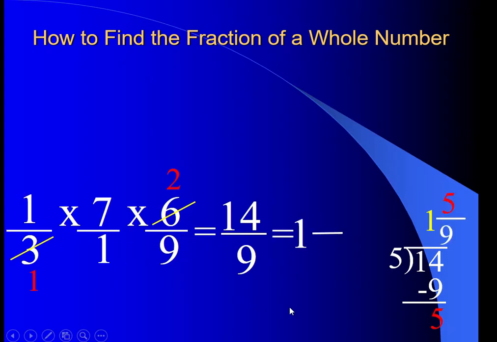So, the answer here is 1 and 5/9. Any method you use, pwede. Kung gusto nyo, method 1, multiply nyo agad yung numerators, then denominators, or pwede rin naman cancellation method. It's up to you kung ano yung gusto nyong gamitin.